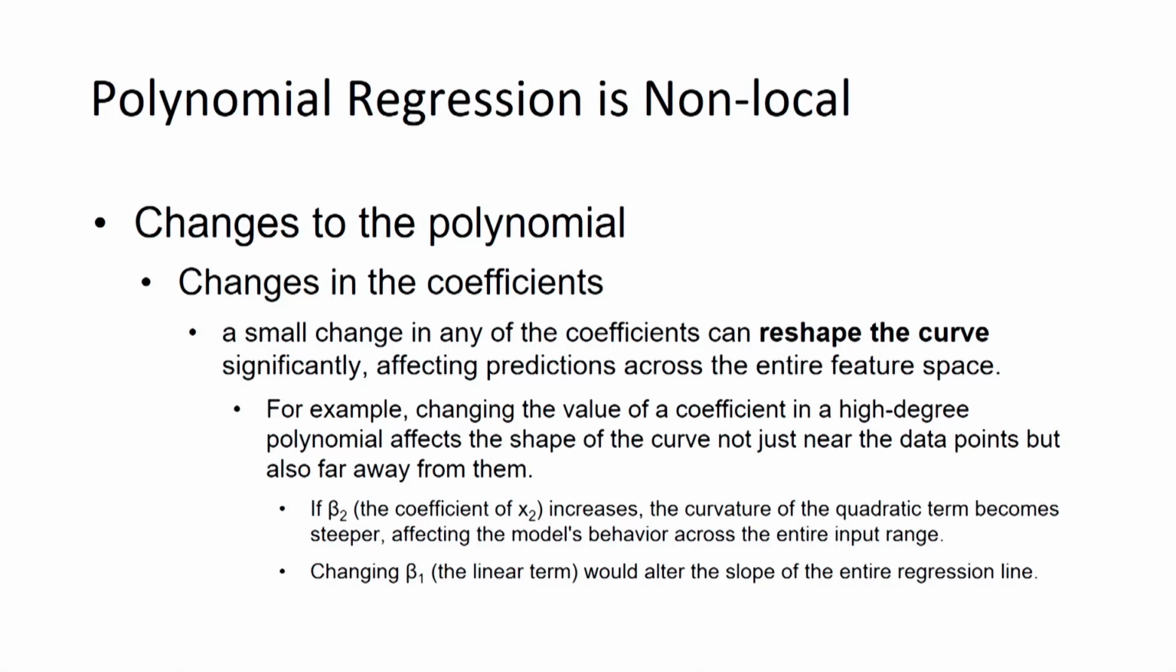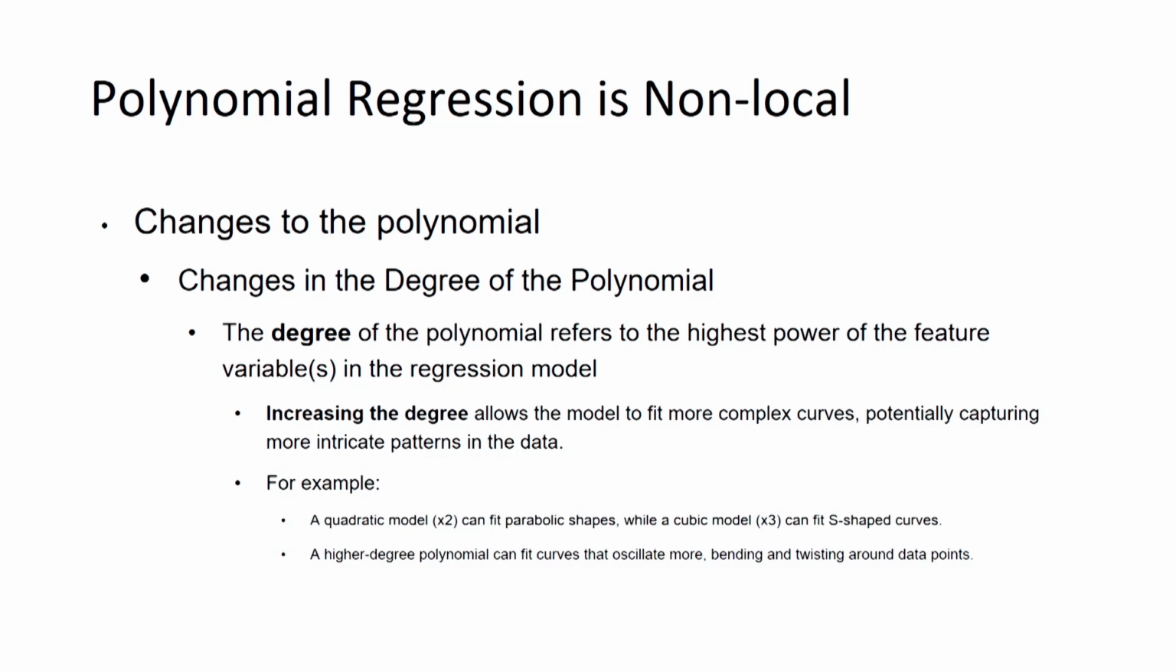So, for many instances your prediction will now be different. In the same way, if we change beta 1, the linear term, it would alter the slope of the entire regression. If the slope changes, then definitely its effect will be non-local. It means it will change the prediction of many of the instances.